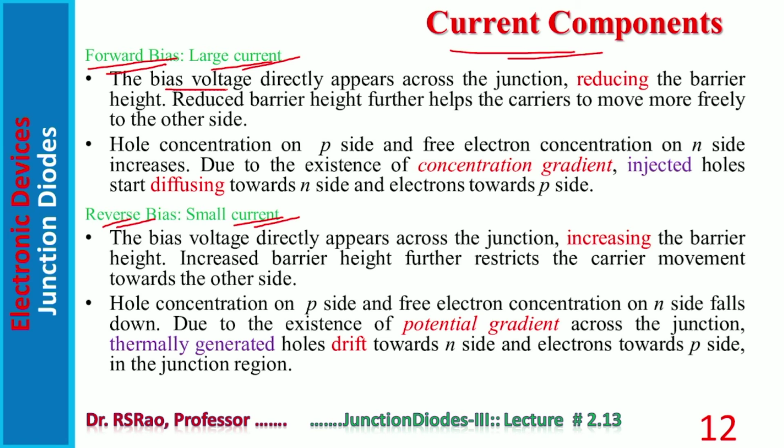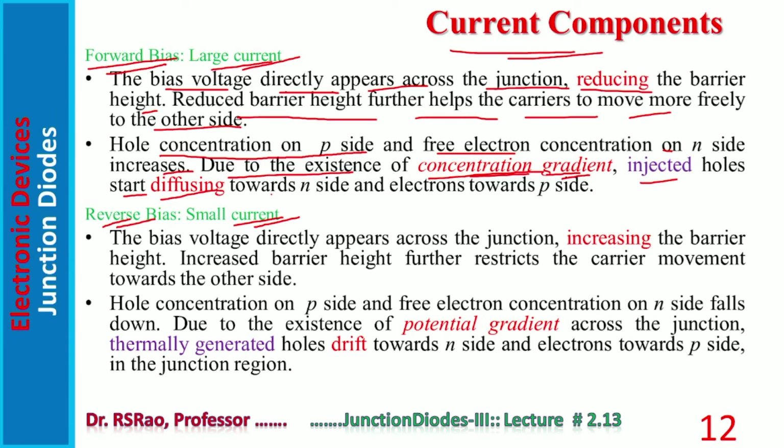Under forward bias, the bias voltage directly appears across the junction, reducing the barrier height. Reduced barrier height further helps the carriers to move more freely to the other side, resulting in a huge amount of current. Hole concentration on P side and free electron concentration on N side increases. Due to the existence of concentration gradient, injected holes start diffusing towards N side and electrons towards P side. So it is diffusion that plays an important role in driving current through the diode under forward biased condition.